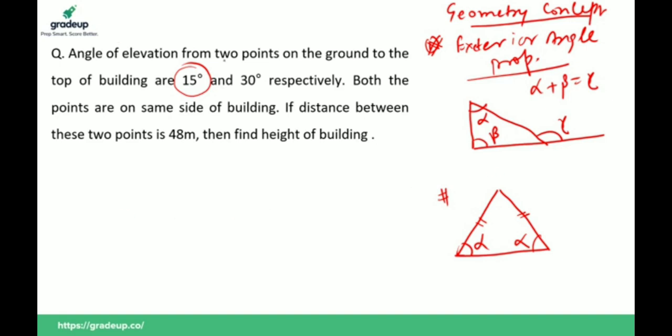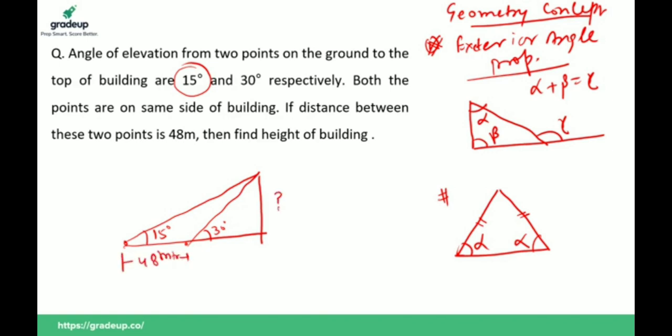Angle of elevation from 2 points on the ground to the top of the building are this and this. So this is the building, and these are the 2 points. We have been given that the angle of elevation is 15 degree and 30 degree. Both the points are on the same side of the building. If the distance between these 2 points is 48 meter, find the height of the building. You have to find this height.